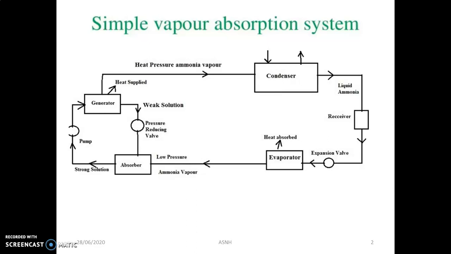We are heating externally, just like the boiler, and after vaporization, high-pressure, high-temperature ammonia is released from the generator and enters the condenser, and this cycle repeats itself. So students, this is the main important construction and working of the vapor absorption refrigeration system.